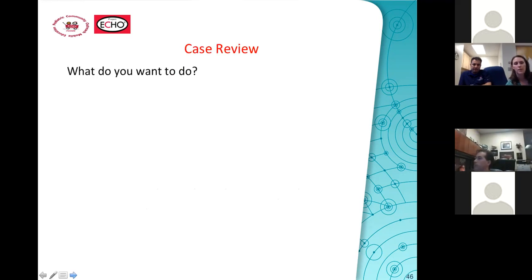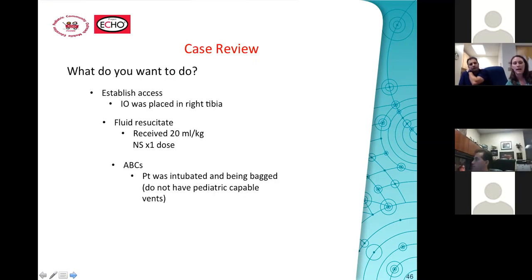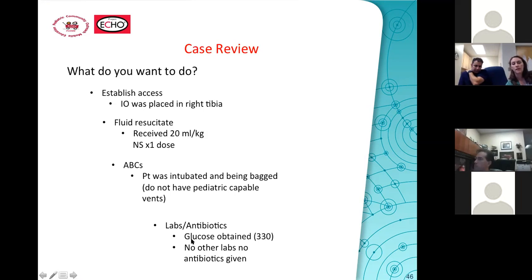So we kind of talked about what our initial stabilization would be. Establishing access would definitely be a priority, and I think they attempted IV access, but when we got there, they had an IO placed in the right tibia, so that's great. They did give 120 ml per kilo normal saline bolus, and upon transport's arrival, the patient was intubated because she was having that apnea, and they were currently bagging the patient because they don't have pediatric capable vents. They had obtained a glucose, but had not obtained any other labs.